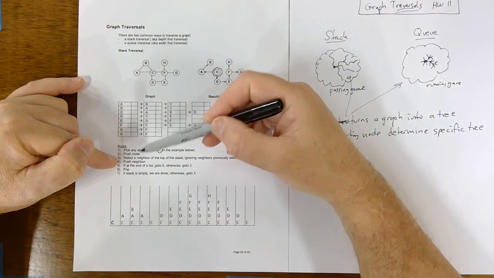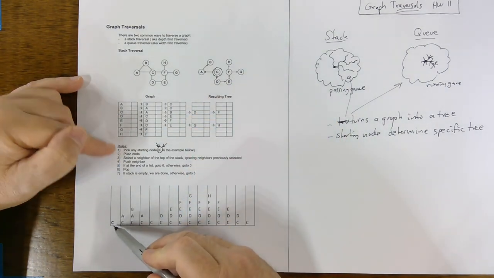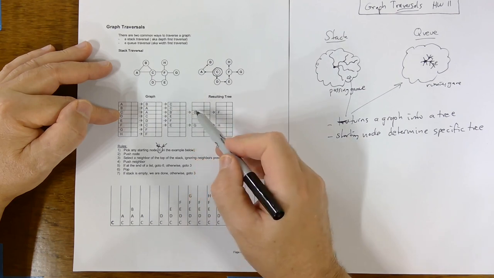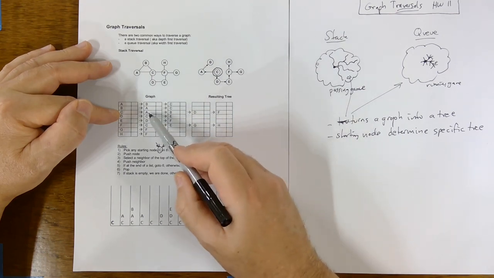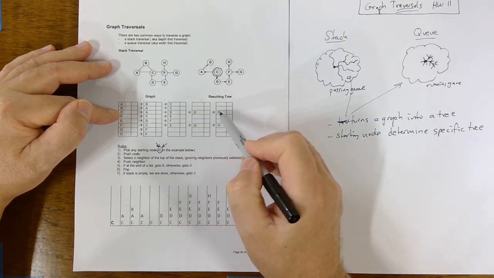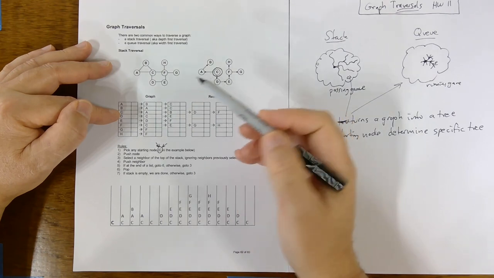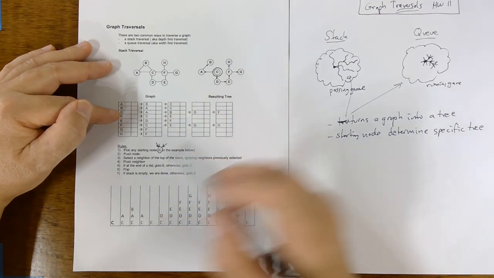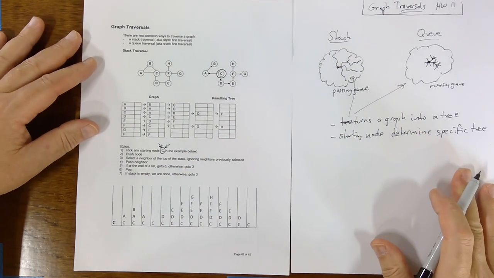So the top of the stack is C. So you go to C's list, and C has these neighbors. It has neighbors A and B and D. So you just go down this list finding somebody you haven't visited before. Well, we haven't visited A. So we'll push A. By the way, we have to keep track of who we visited, right?